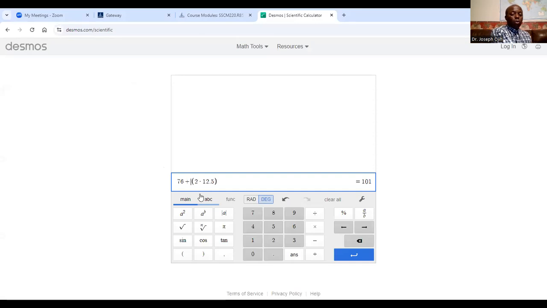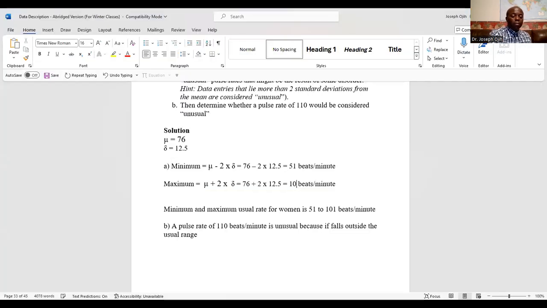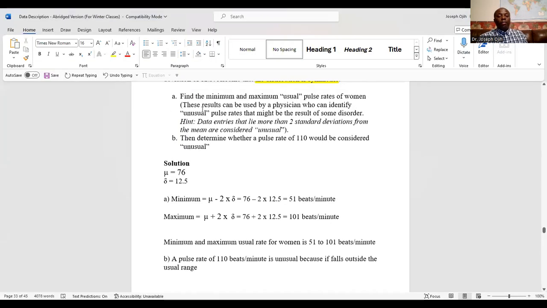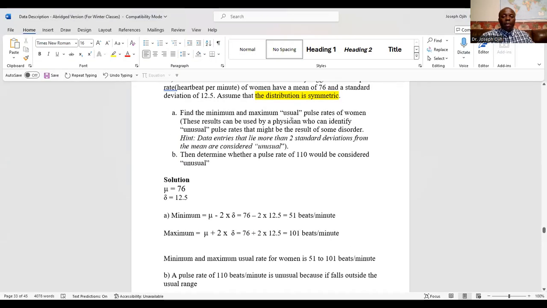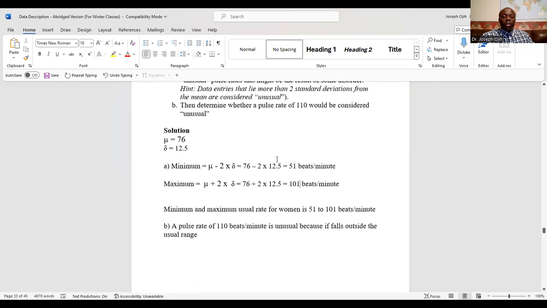It's going to give me 101 for the maximum. So we're going to put 101 right there, 101 beats per minute. So that answered part A, because part A says find the minimum and maximum usual pulse rate. The minimum is 51 beats per minute, the maximum is 101 beats per minute.